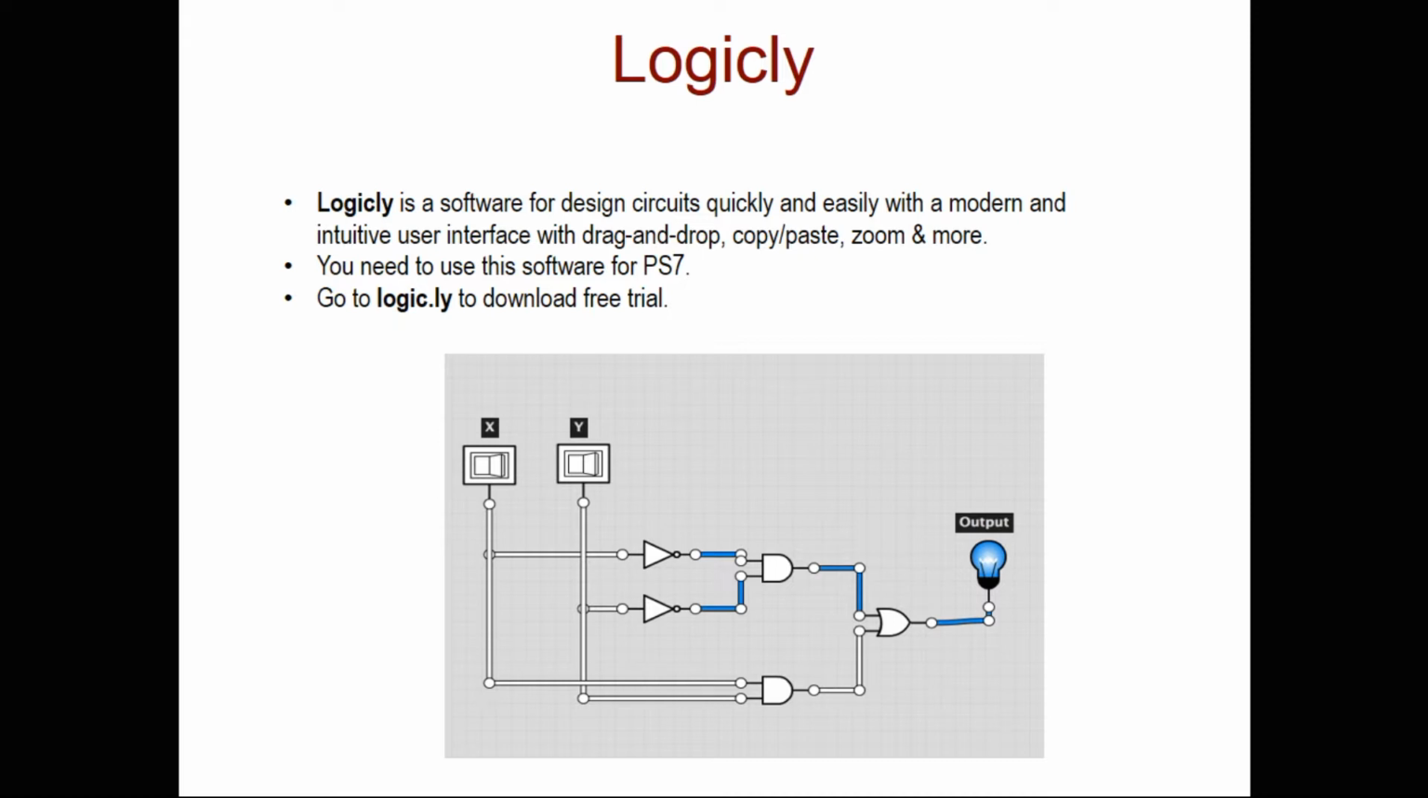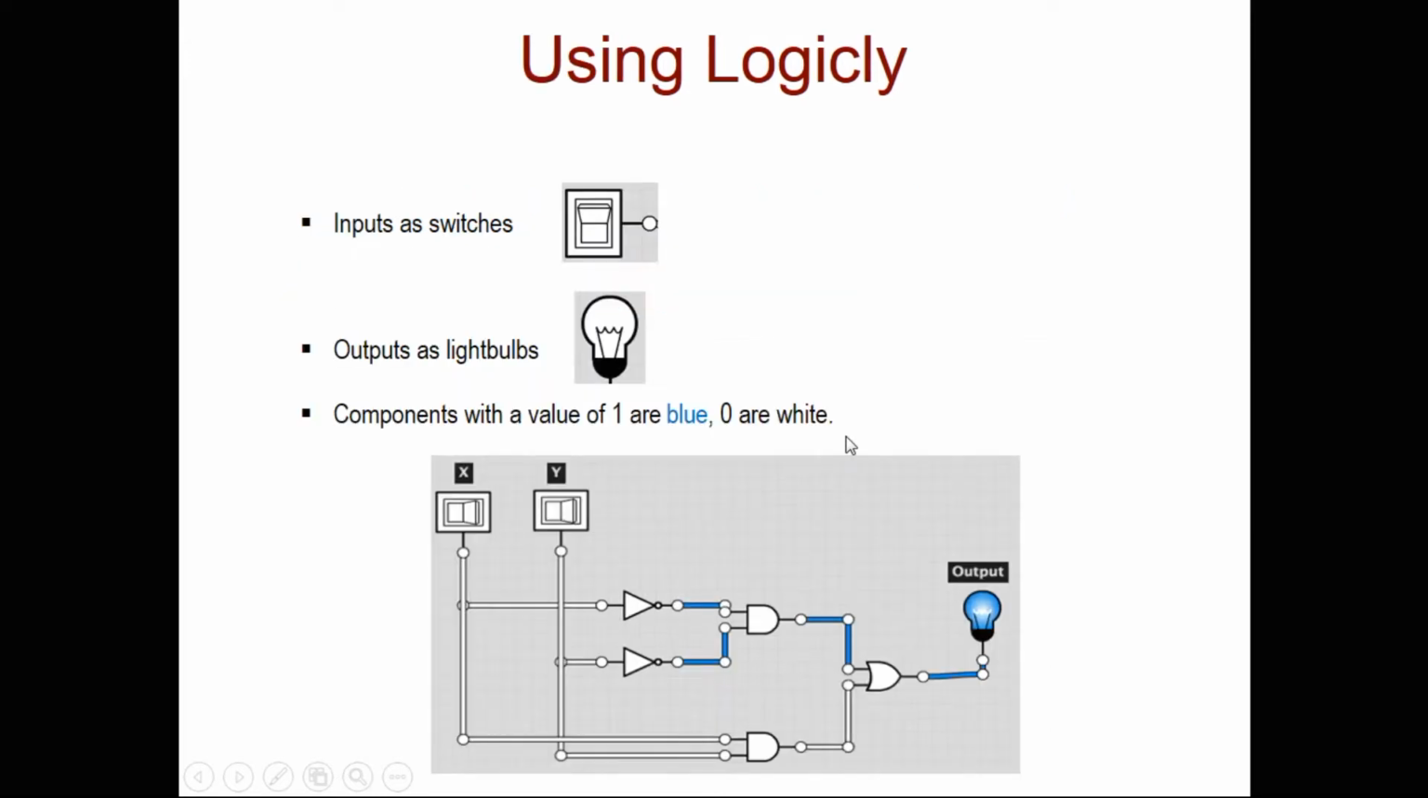In this video we are designing this example circuit that you've seen in the previous slides. But before we go through it, we are using switches as inputs in Logically, and we are using light bulbs as output. The wires that turn blue indicate the value as 1, and the lines that are white indicate their value is 0.